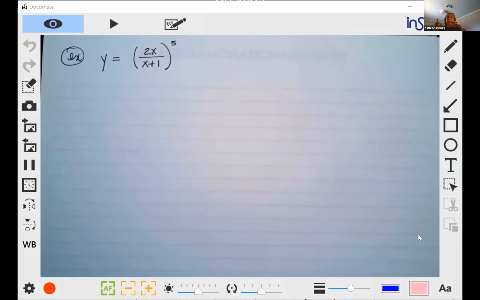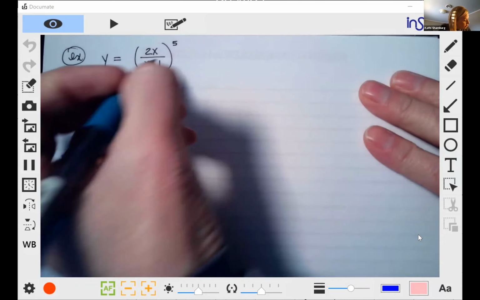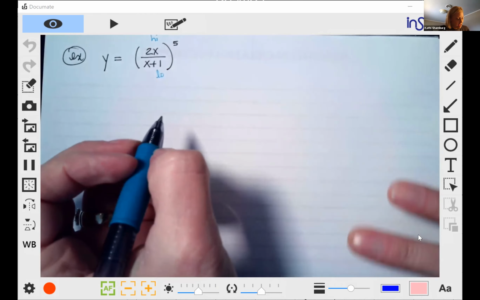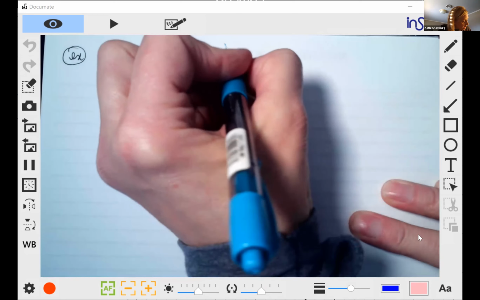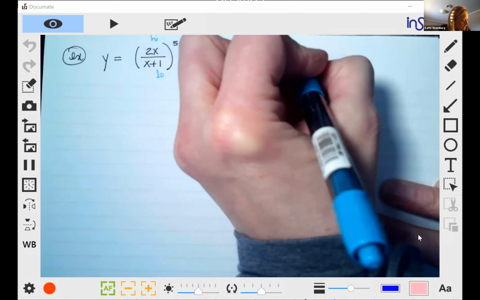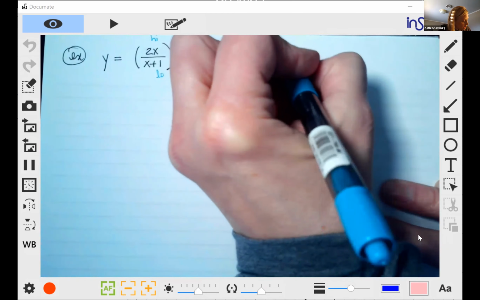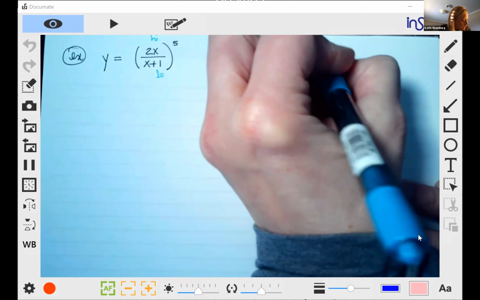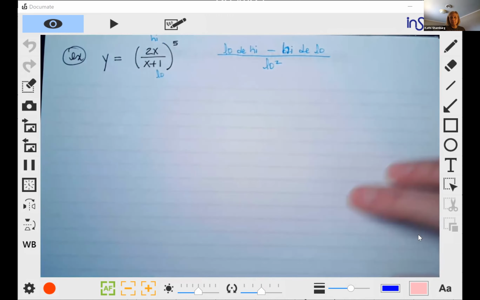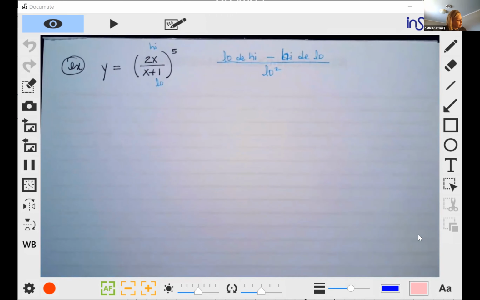Okay, so if you'll look inside at the junk, we're going to have to at some point apply the quotient rule. Now I want to remind you, this is low, this is high. And if you recall, we did low D high minus high D low, all over low squared. All right, so just a reminder of that.